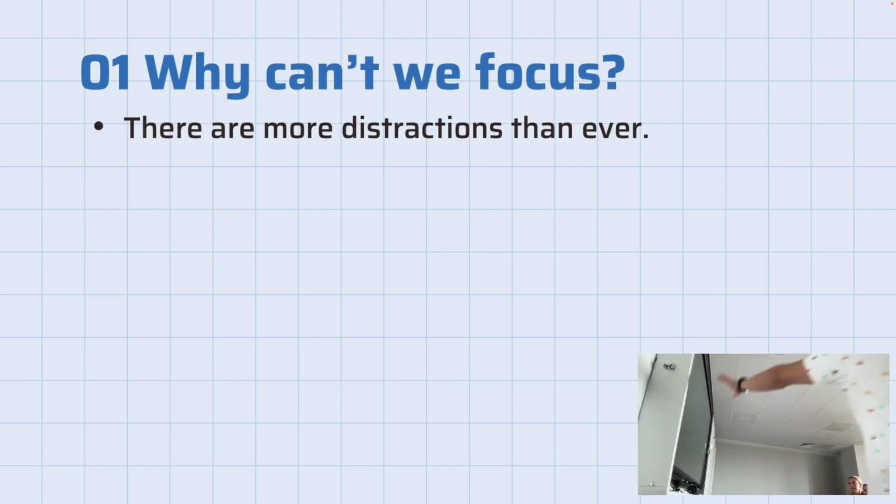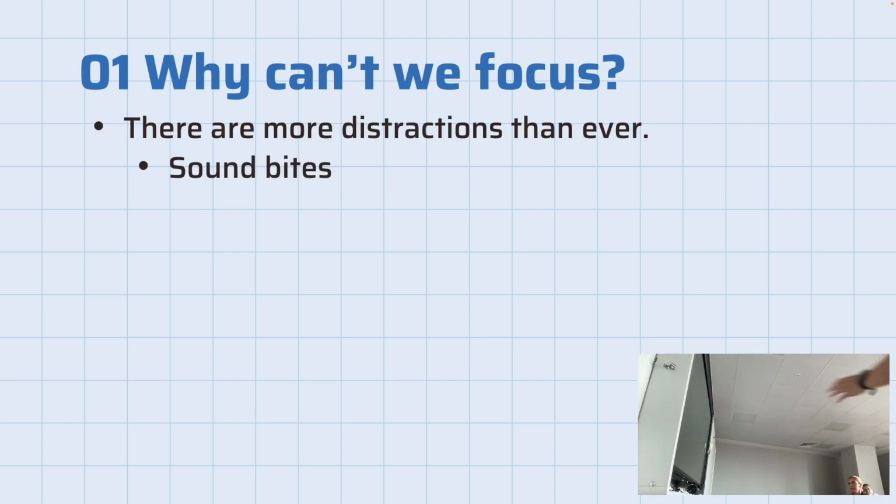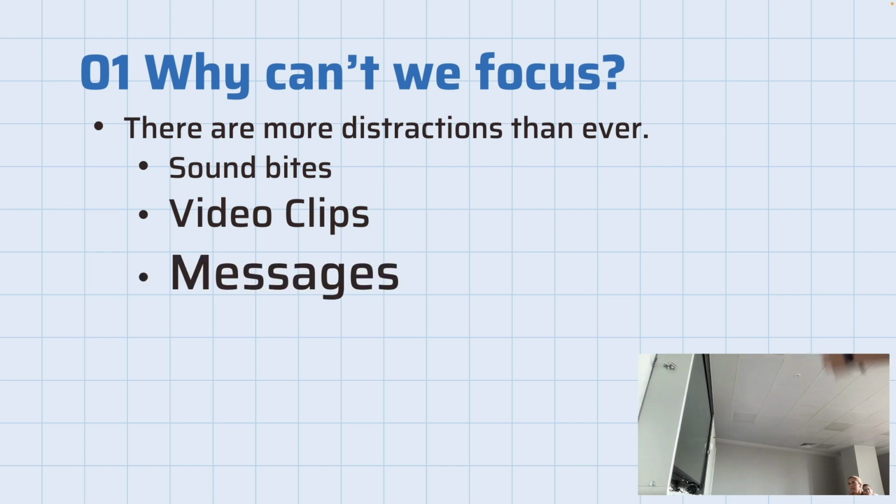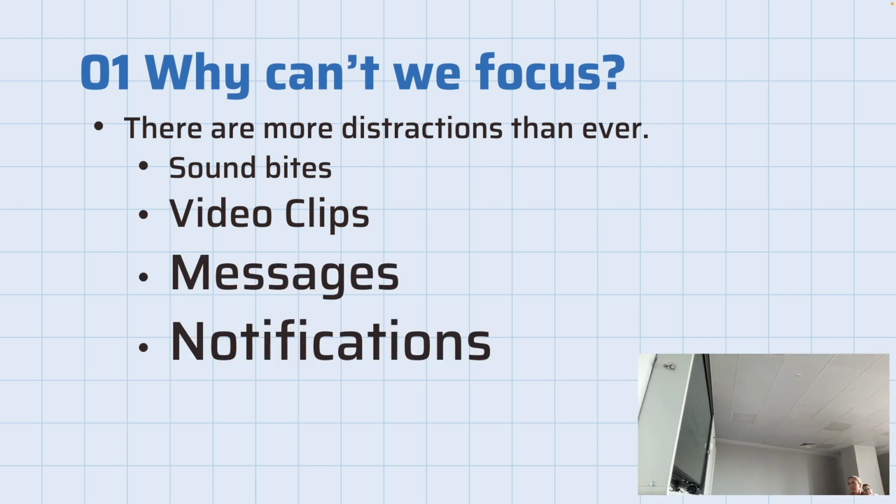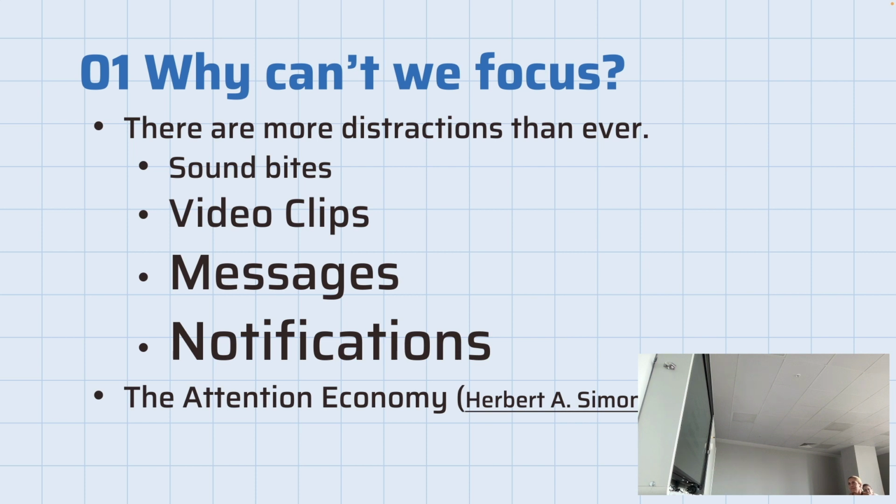Okay, autonomous learning. What are these strategies? I always like to have some kind of idea, some kind of historical backdrop, okay? There's more distractions than ever, right? There's sound bites, video clips, messages, notifications. This is called the attention economy, right? It's also like the data economy. And companies are fighting for your attention, okay? And when you feel like you're being distracted, it's normal because they're paying money to do this, okay?